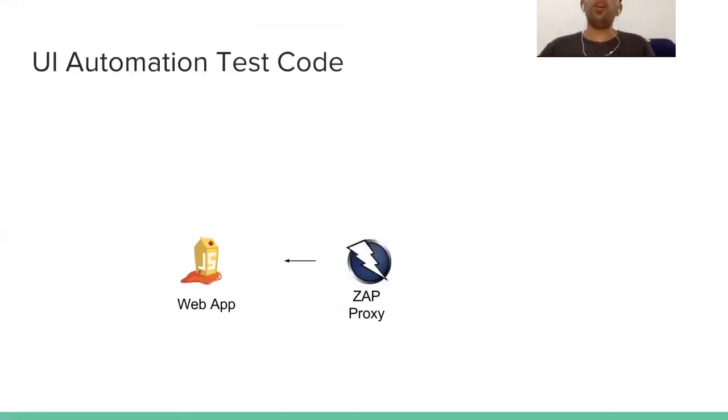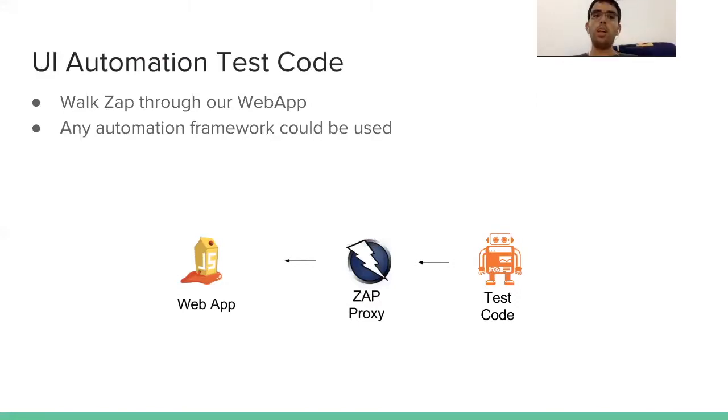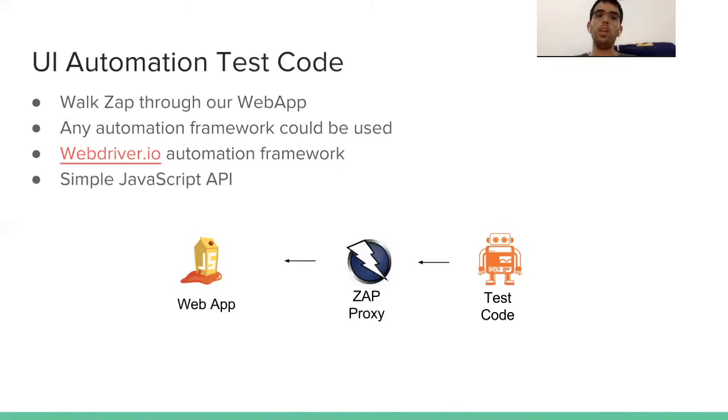Now let's talk about the UI automation test code, or why you need UI automation at all. Here I'm using the UI automation to walk Zap through our web application. Usually the UI automation browses all of the pages in your web application, and if Zap is looking at the traffic, it will be able to look at all of the app. Here you could actually use any automation framework. I used WebDriver.io, but you could use any other framework. I use it because it has a simple JavaScript API.